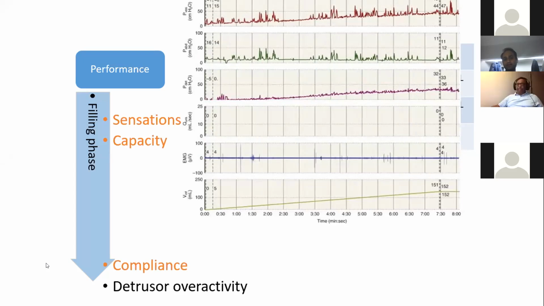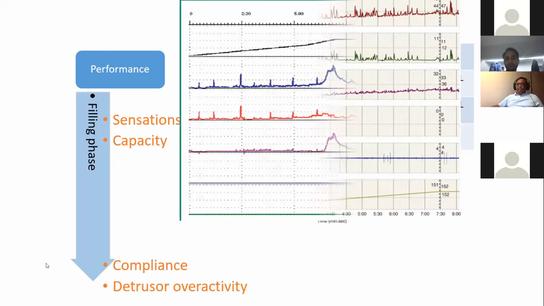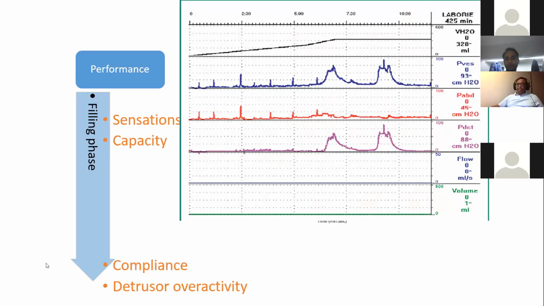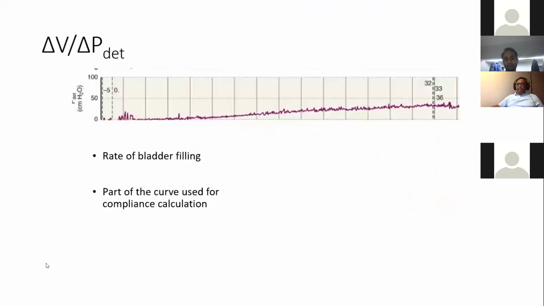For the compliance, you need to look at the detrusor pressures. Because we know that the bladder detrusor has a capability of accommodation, that means it will relax and there will be no change in pressure over change in volume. So the capacity, the compliance, and then moving on, we have the detrusor overactivity, which is an abrupt rise in the detrusor pressure and then the pressure comes down. So these are the things you need to look for when you are looking at the filling phase.